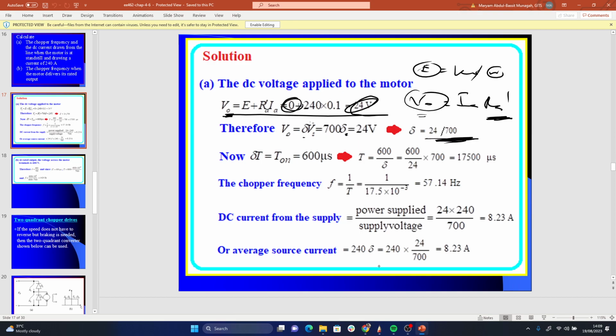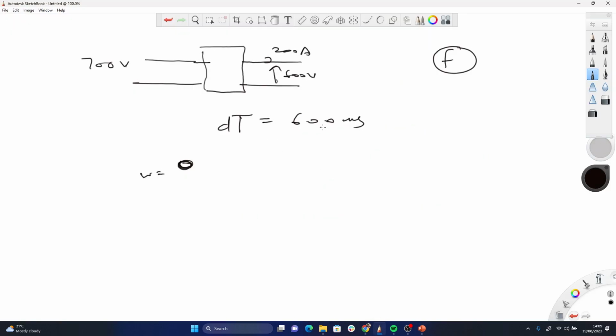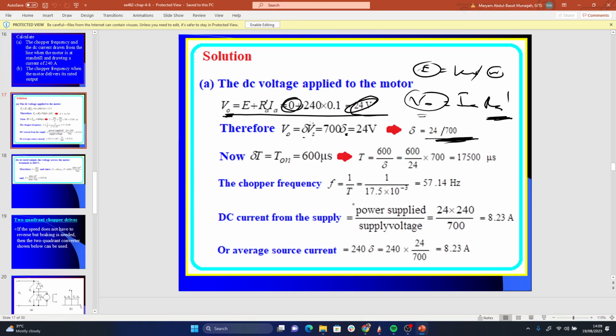And once I have my delta, I know that delta T is equal to 600. So I can find my period as 600 microseconds over the delta. Once I have my period, I can find frequency as 1 over period. So that's how the question was solved. Frequency is 1 over the period. So that's it here.